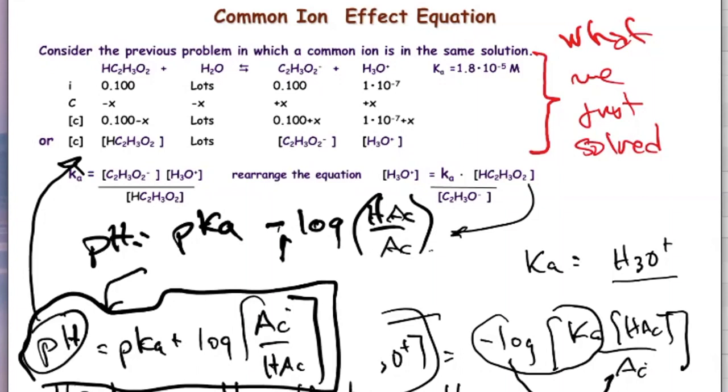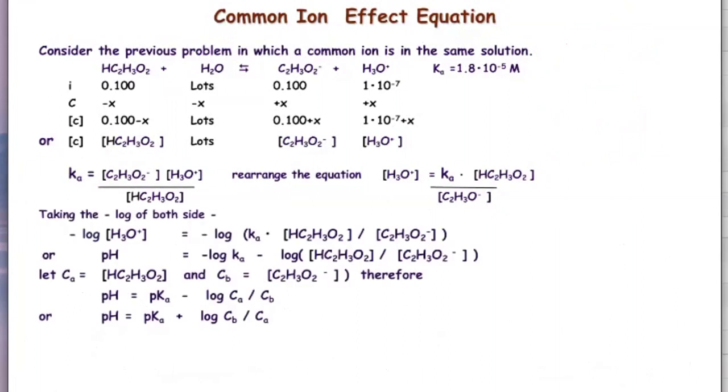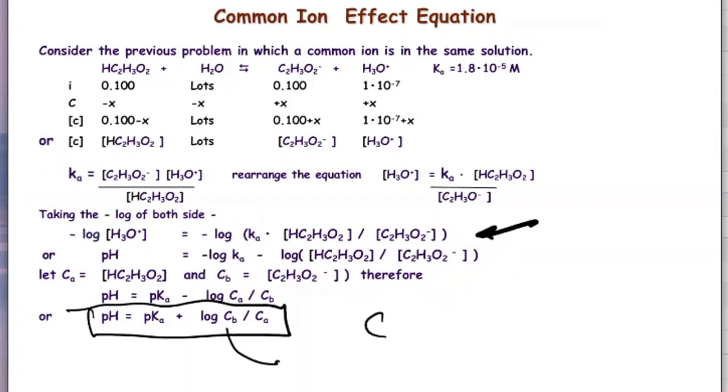If you know first the identity of the acid, so you can look up the Ka, and you know the concentration of the conjugate pairs. And that's what we see in this derivation right here. Basically, this right here is what I just derived. This is the Henderson-Hasselbalch equation. And remember that the log term is always the conjugate base over the conjugate acid.